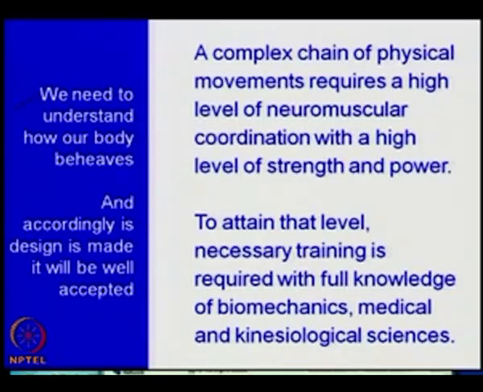A complex chain of physical movements requires a high level of neuromuscular coordination with a high level of strength and power. To attain that level, necessary training is required with full knowledge of biomechanics, medical and kinesiological sciences.